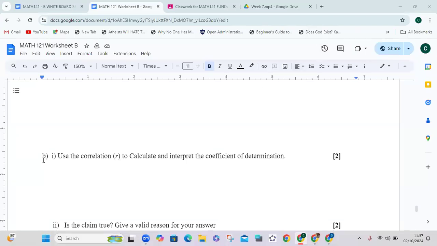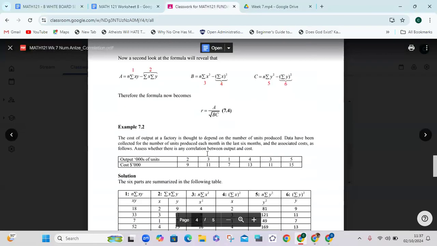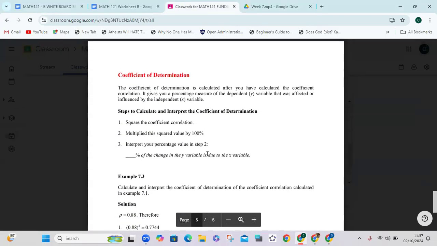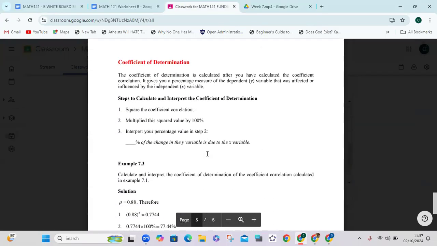So we move on to part B1, number 13, worksheet B. It says to use the correlation R to calculate and interpret the coefficient of determination. Now to do that, we go back to week 7. Here's an example of correlation, and here it talks about the coefficient of determination. The coefficient of determination is calculated after you have calculated the coefficient of correlation.